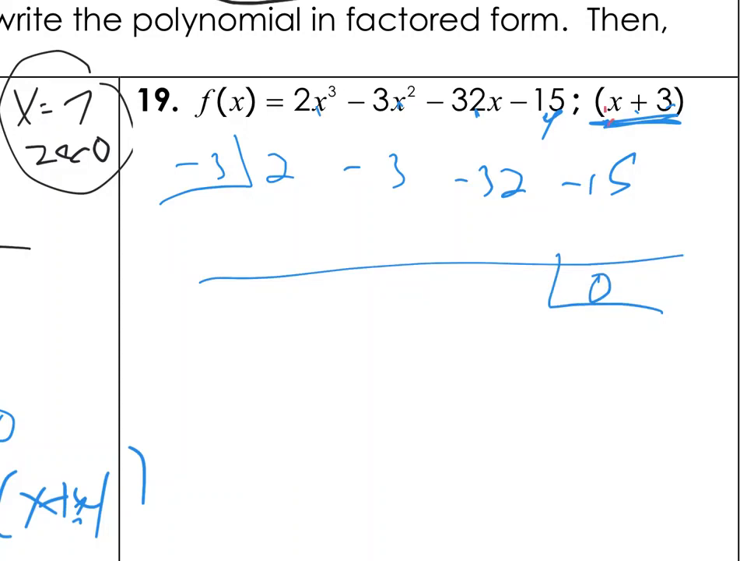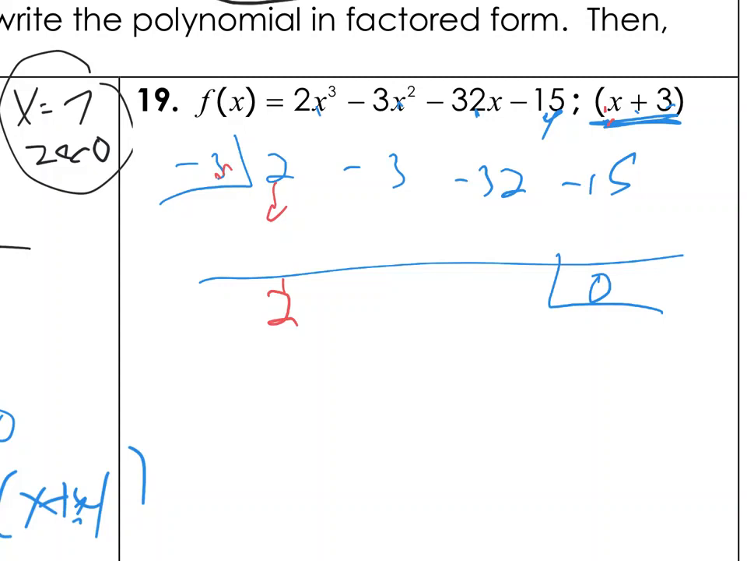So, Lorena, what's the first step? Bring it down. Bring the 2 straight down. That's right. And 2 times negative 3 is what, Christian? Negative 6. Where do I put the negative 6? To the right of 2.